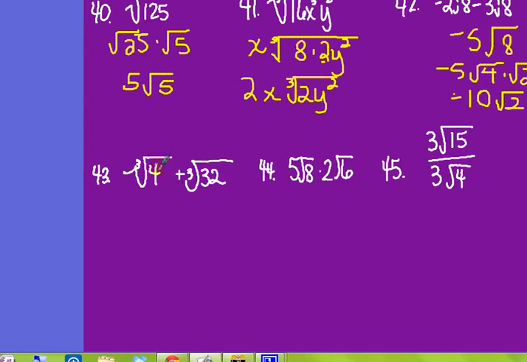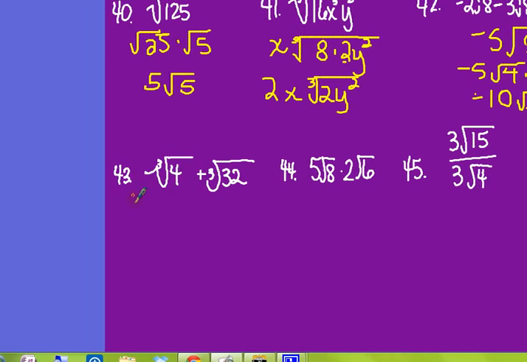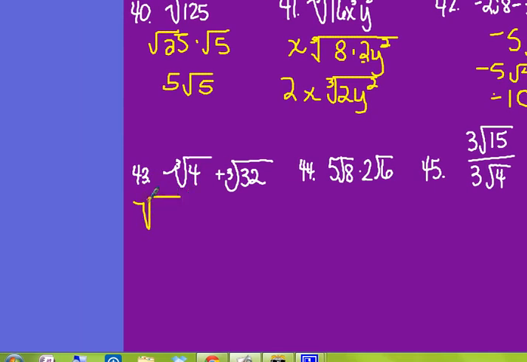Number 43, not as easy because they're not the same kind. We have a cube root 4, cube root 32. However, what we must do is inspect it and see if we can create equal radicals. And I can do that by understanding what cube roots are. Again, I know cube root of 8 is 2, and 8 times 4 is 32. So, keep going.